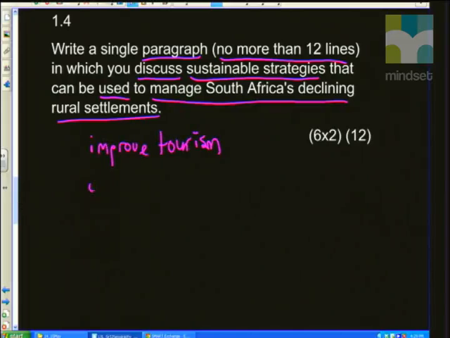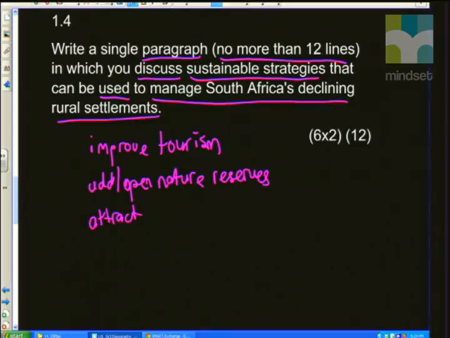You can open nature reserves, or game parks. You can attract pensioners back to that area. Remember, if you build nice retirement villages, they are likely to come back. You can also improve skills development for your remaining population so that they are not inclined to move.